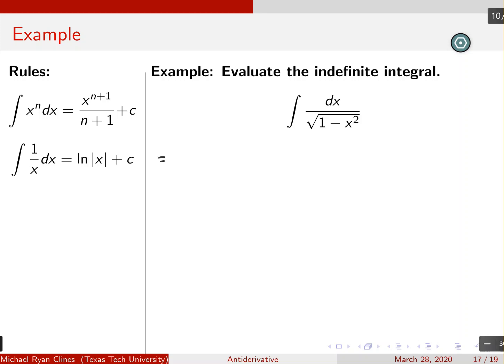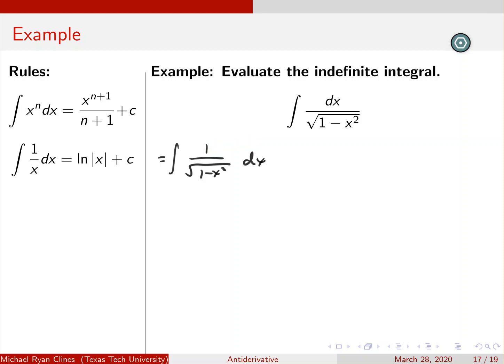First thing I want to do is rewrite this. And we get 1 over the square root of 1 minus x squared dx. The dx, this operator right here, I can multiply things by it. I can move it up. I can move this dx up in here. 1 times dx is just dx. That's no problem for us. So we have the integral of 1 over the square root of 1 minus x squared dx.